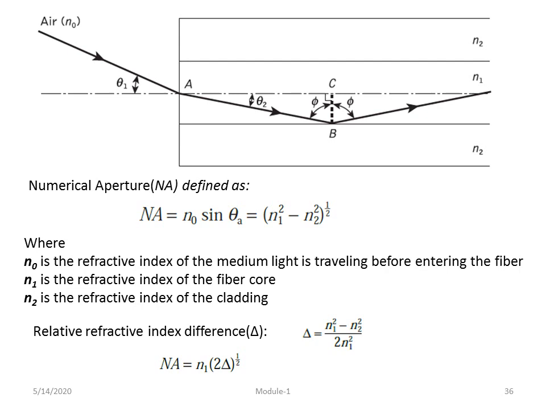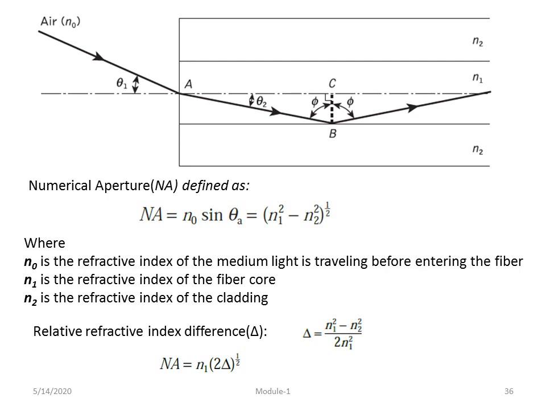You need to draw the diagram. What is the angle of incidence? This diagram you need to draw. Angle of incidence from the air to the core is phi 1, and what should be phi 2, that is the angle of refraction. Then at the core and cladding interface, what is phi? The angle of incidence at the core and cladding interface should be greater than the critical angle phi c. Then it will get total internal reflection. There is no refraction. Then the numerical aperture equation is this one.